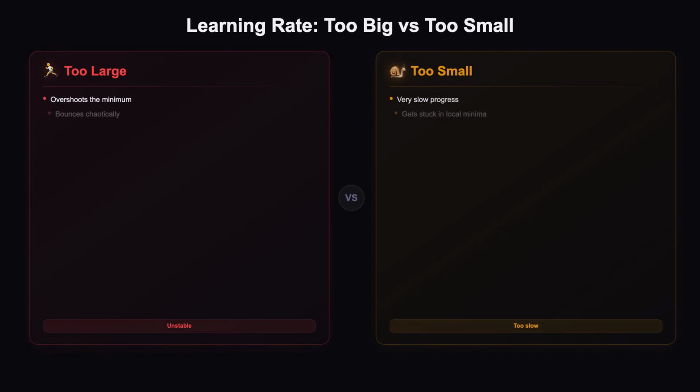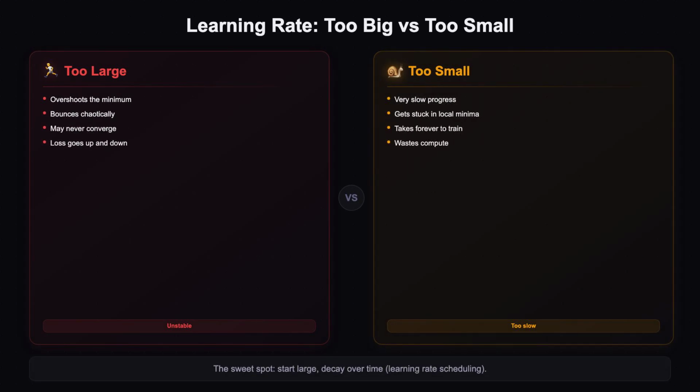The learning rate is one of the most important hyperparameters. If it's too large, the model overshoots the minimum and bounces around chaotically. If it's too small, training takes forever and might get stuck in a local minimum. Finding the right balance is both art and science.